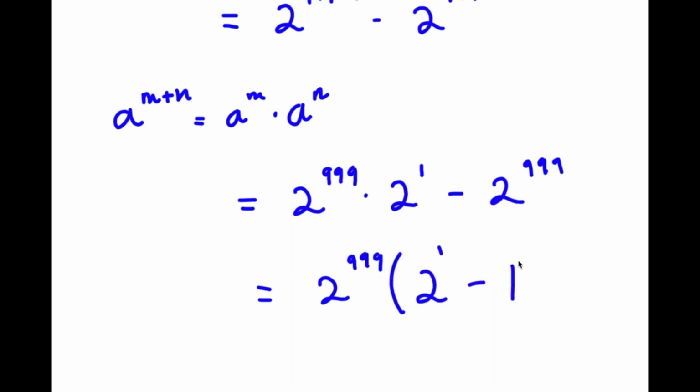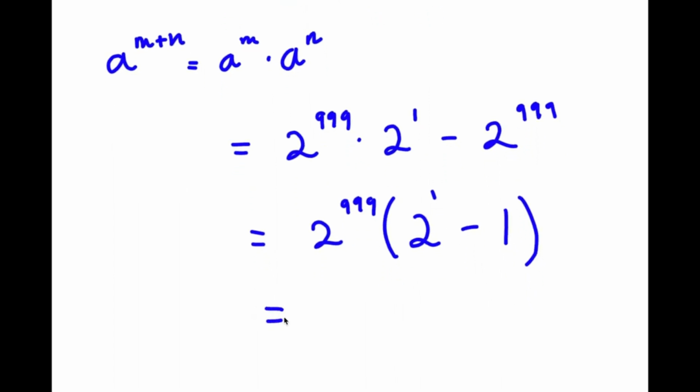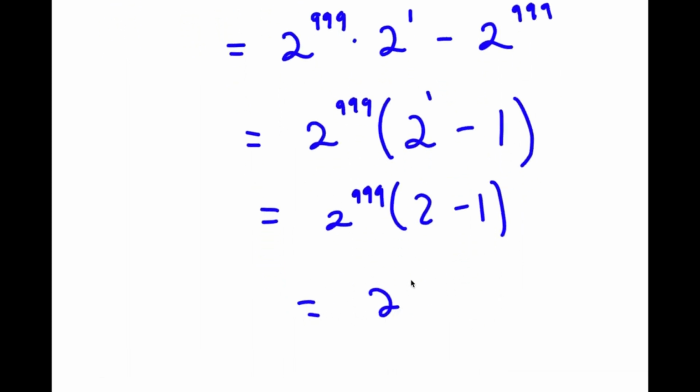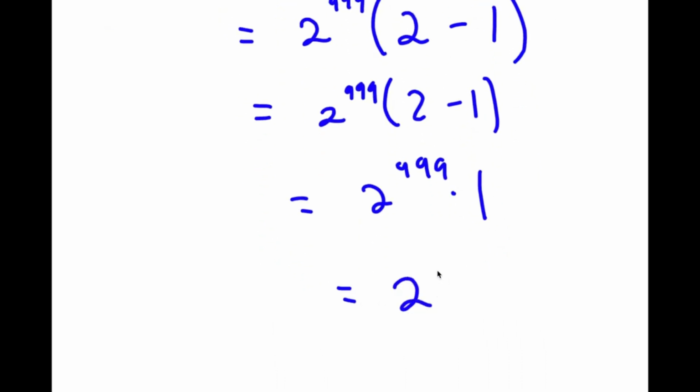is 1. 2 to the power of 1 is 2. So now I have 2 minus 1, which is equal to 1. So I have 2 to the power of 999 times 1, which is simply equal to 2 to the power of 999.